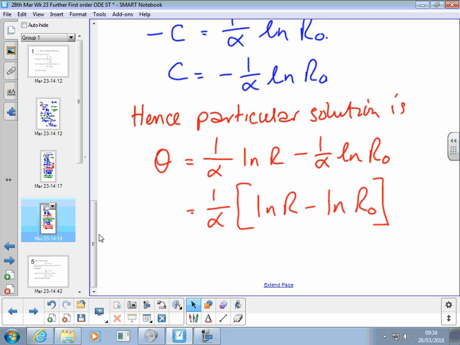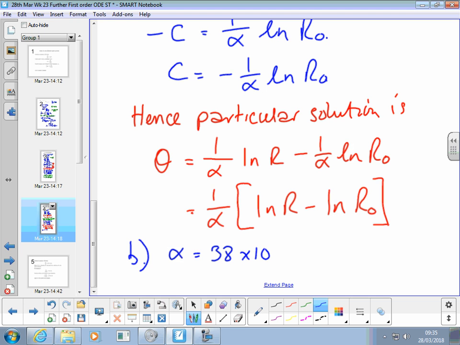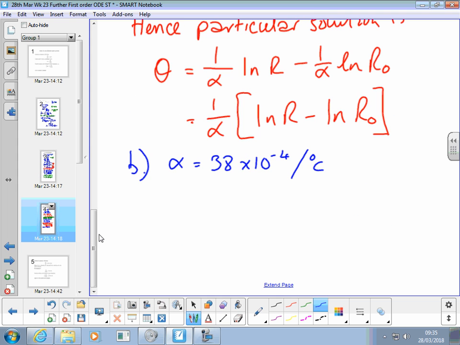So now we do part B, which is alpha is equal to 38 times 10 to the minus 4 per degree C. We want to know what the resistance is at 50 degrees Celsius for 3 significant figures. So R is the question mark.